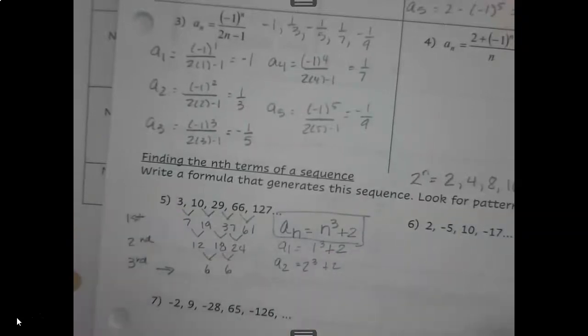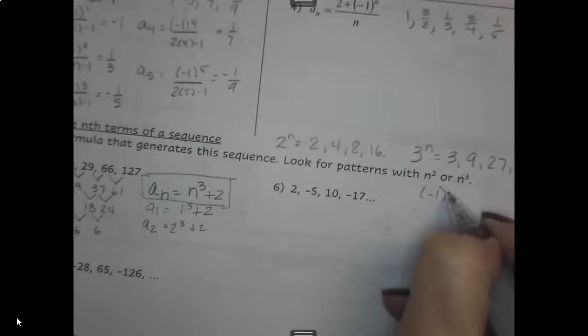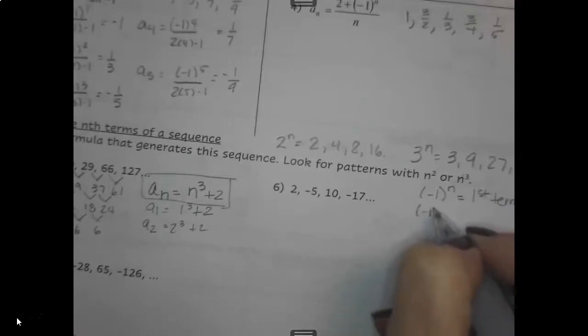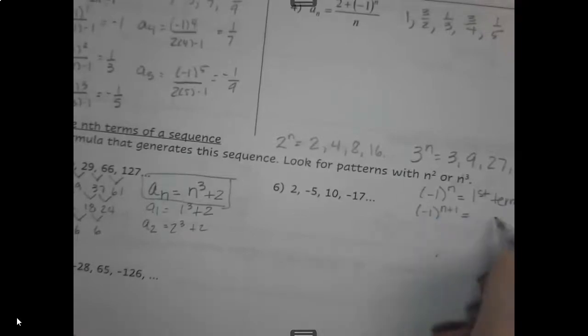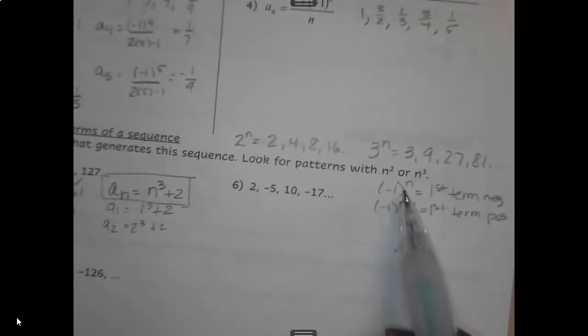Now, when you have alternating positives and negatives, you're going to have to deal with that. One of the things to remind yourself is that you need negative 1 to the nth power if your first term is negative. And if you need your first term to be positive, negative 1 to the n plus 1. Because negative 1 to the first power is going to be negative, but negative 1 to the 1 plus 2 would give me a positive first term.